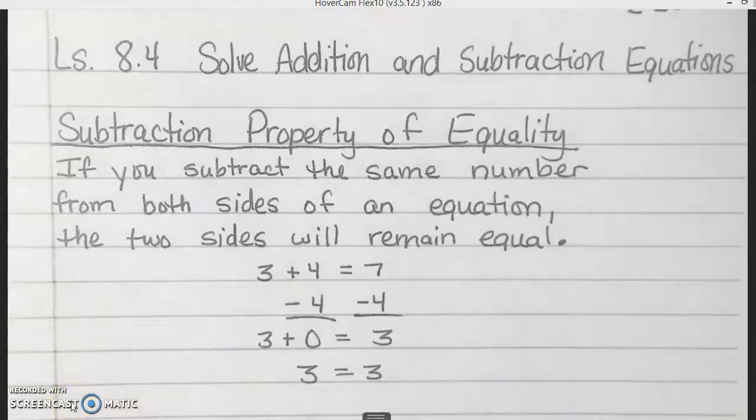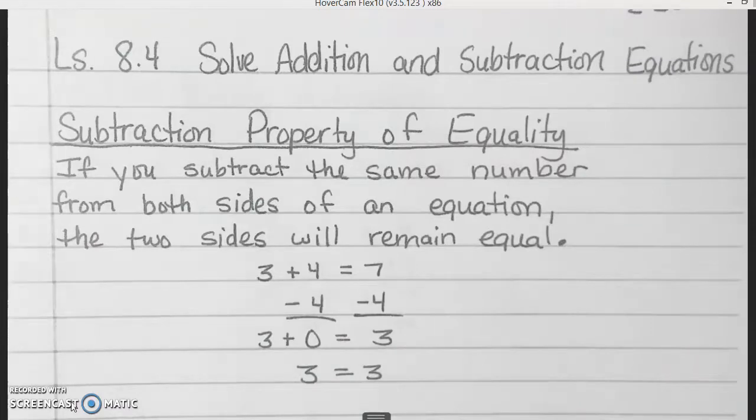Alright, today's lesson is 8.4, solve addition and subtraction equations. So first off, we're looking at the subtraction property of equality. So that's saying if you subtract the same number from both sides of an equation, the two sides will remain equal. So for our example, we have 3 plus 4 equals 7.